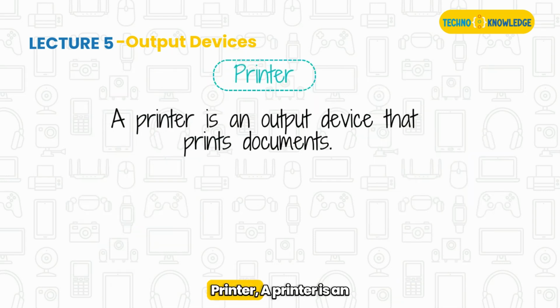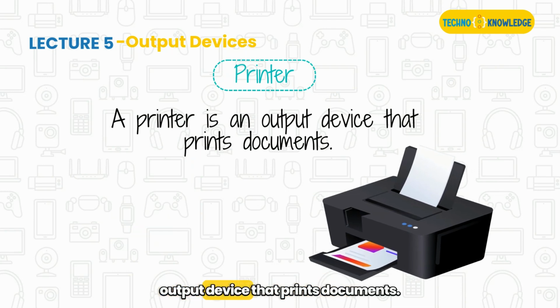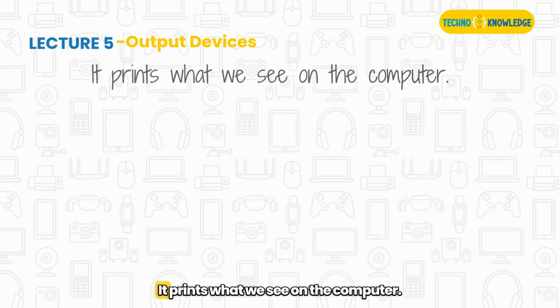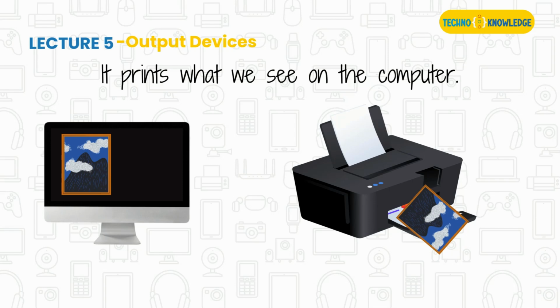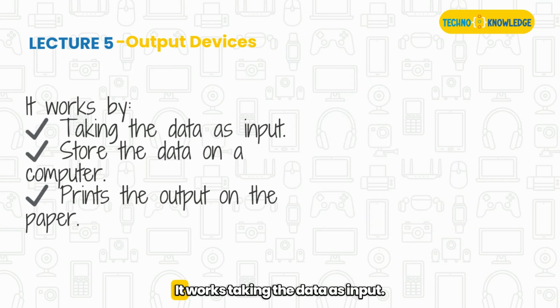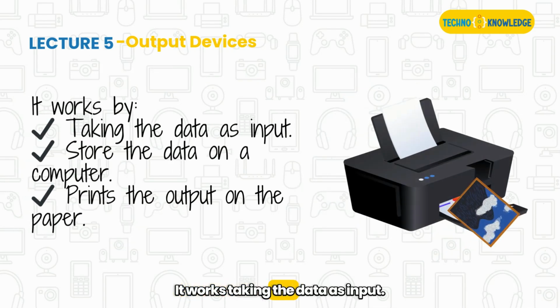Printer. A printer is an output device that prints documents. It prints what we see on the computer. It works by taking the data as input, storing the data on a computer, and printing the output on the paper.